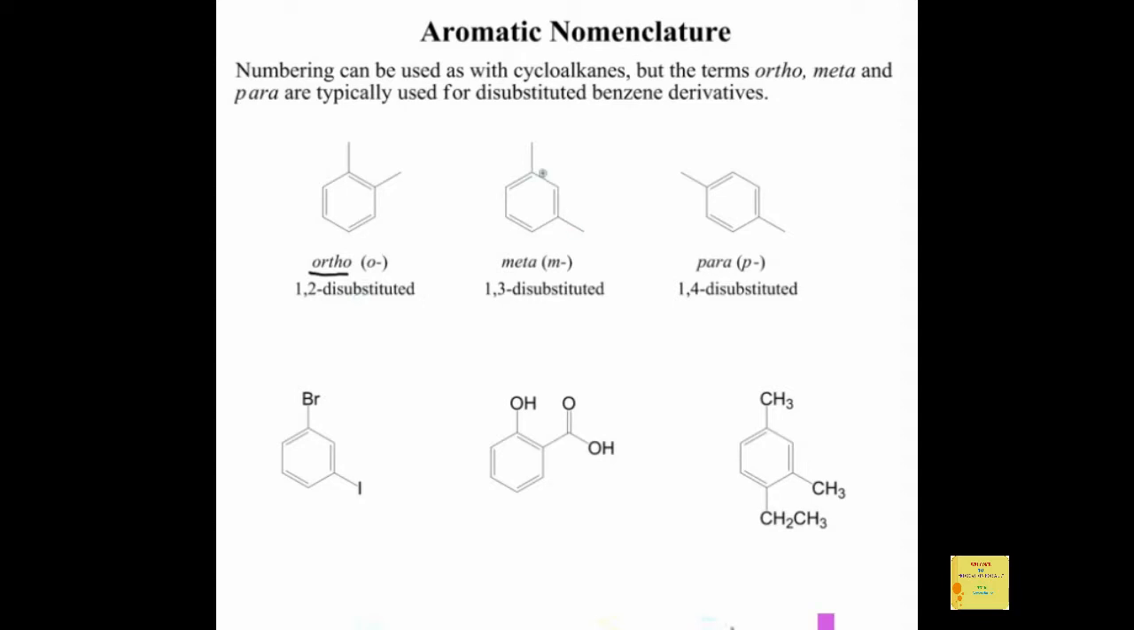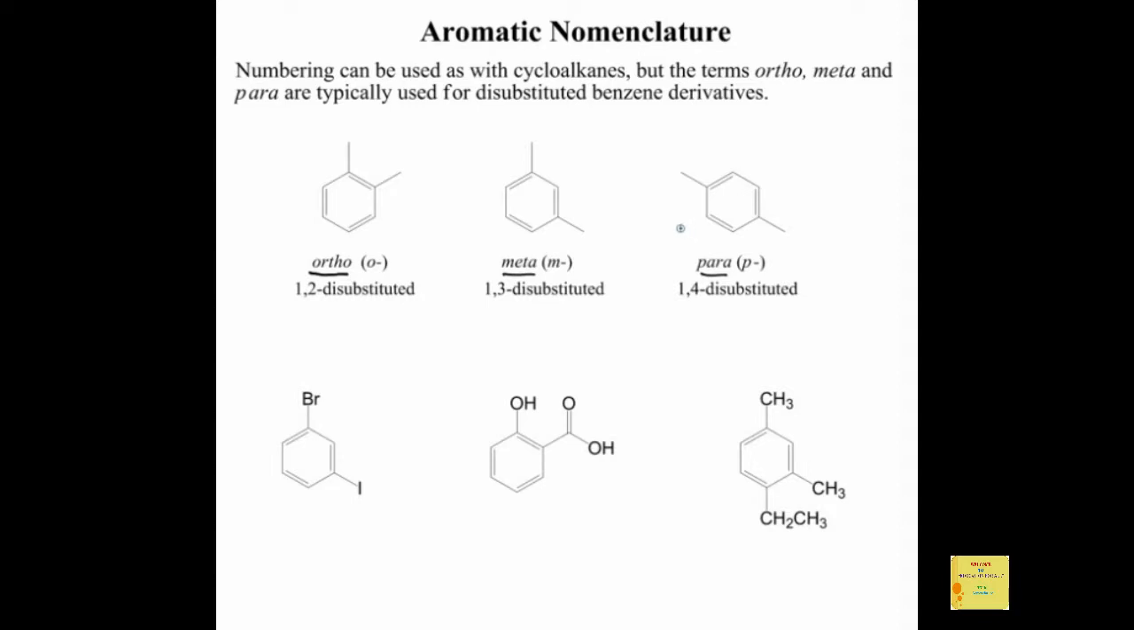When they're 1,3, meaning they skip over one carbon, we call that the meta arrangement. And when they're 1,4, they're opposite to each other, they're called para. And those are the only three possibilities. If I move this substituent over here now to the other side, this is meta again. And if I move it up here, it's ortho again. So ortho and meta and para are the only three possibilities.